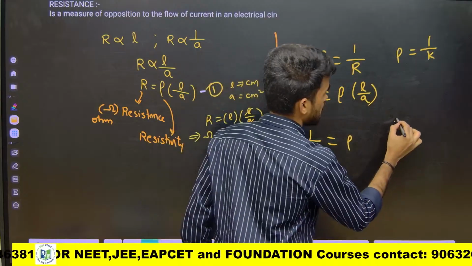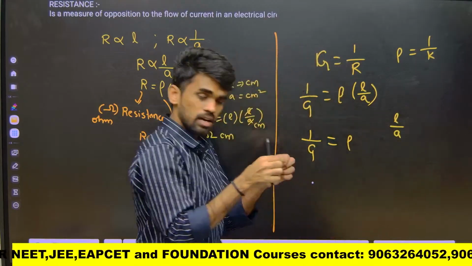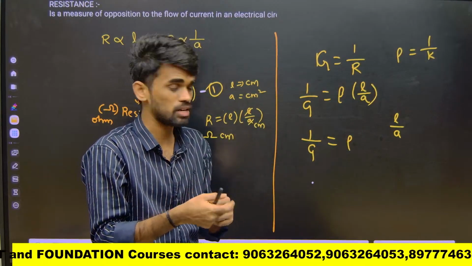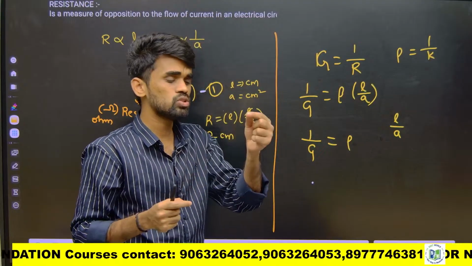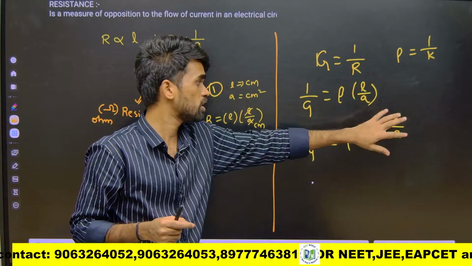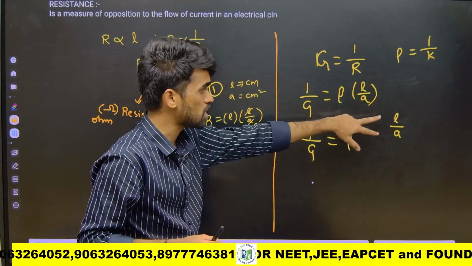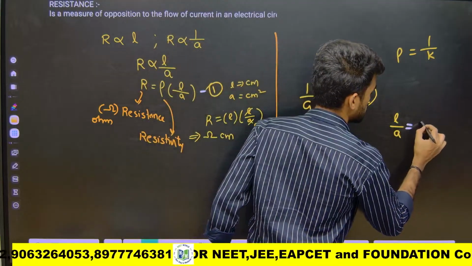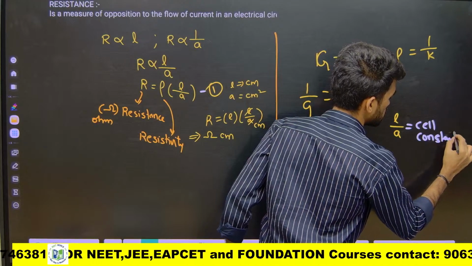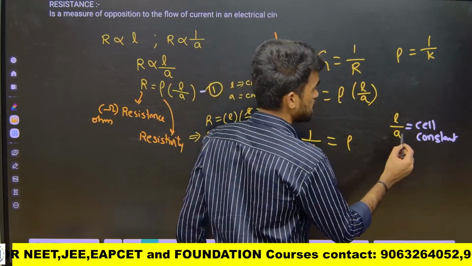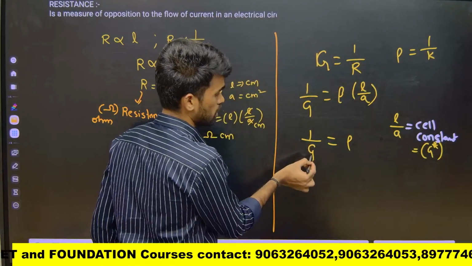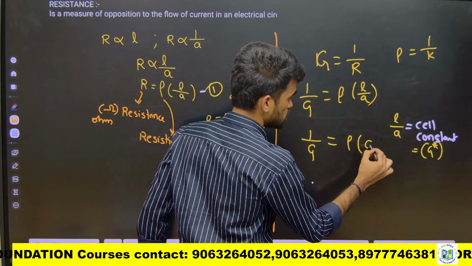In this L by A, L is the length and A is the area of cross section of that particular material. For a particular material, this length and area will be fixed, so it can be a constant value. This constant is called the cell constant. Let us indicate the cell constant with the symbol G star. So here we have 1 by G equals rho into G star.